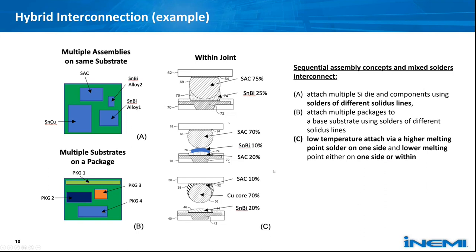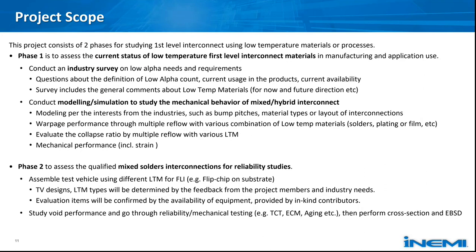So we will study which particular aspect of the combination of these low temp, high temp materials for the first level interconnect would give us optimal mechanical and electrical properties; we are modeling first. So we are not restricting ourselves to just having low temp everywhere. Okay. So with that being said, the scope of the project is going to involve two phases.